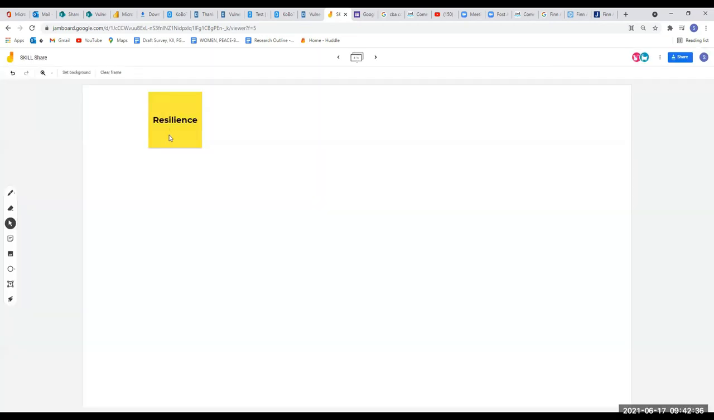Once you're done, you can just drag that card and put it somewhere, or you can also use the pen tool, but I think it will look more orderly if we just use the sticky note. So we can move it around, and that's basically the function that we need for this exercise. Back to you, Clodagh.